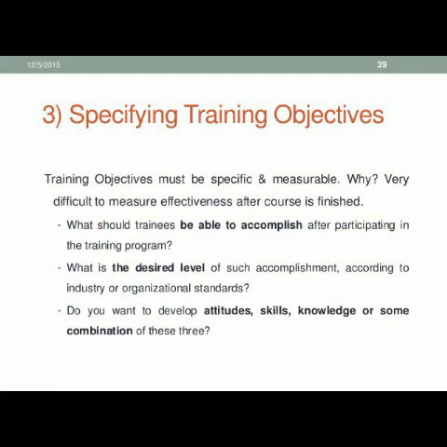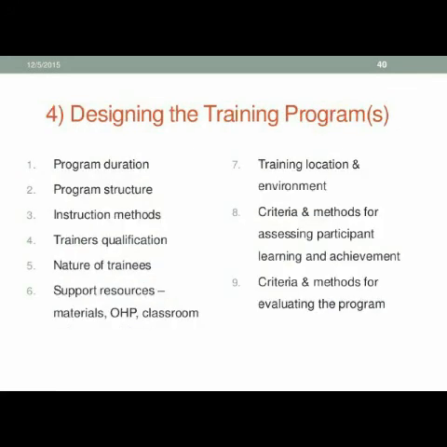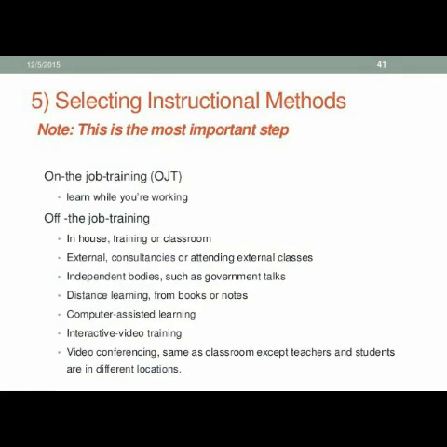Number 3 is specifying the training objective: what kind of things you need to accomplish, what level you need to put them in, and what attitude you want to build inside them. Now number 4 is designing the training program. See the duration, that means the time, the structure, the method, qualification, and nature of the trainee. All these things have to be placed in a proper way.